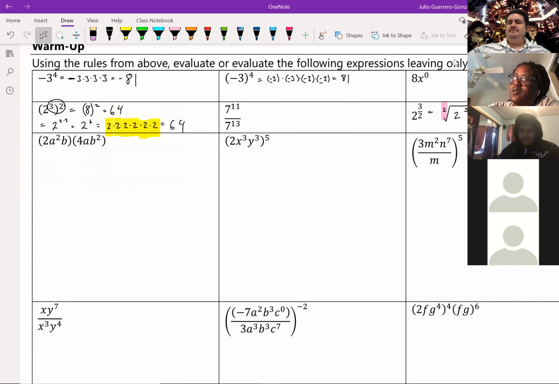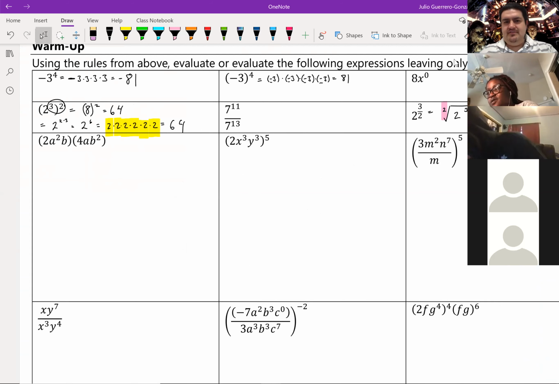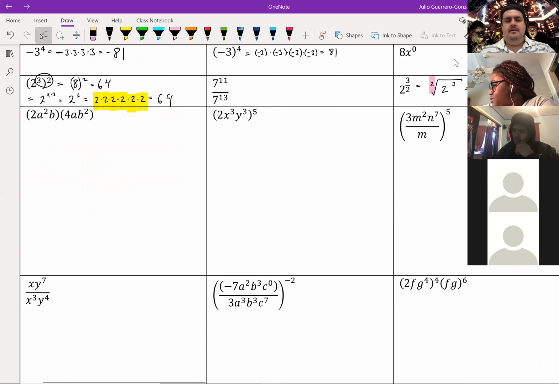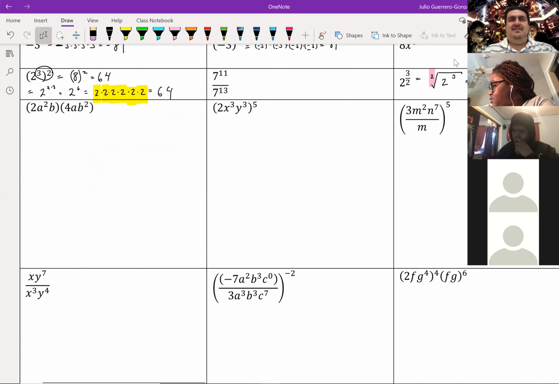How far down are people? I'm on the third row, 2a squared 4ab. Are you foiling that one? Do we foil for that one? Yes and no, not exactly foiling. What we're going to be doing is grouping stuff together.